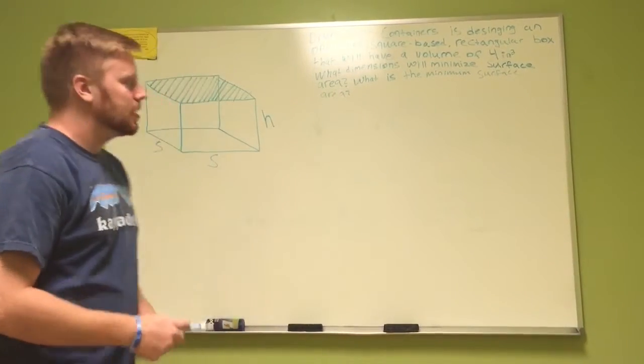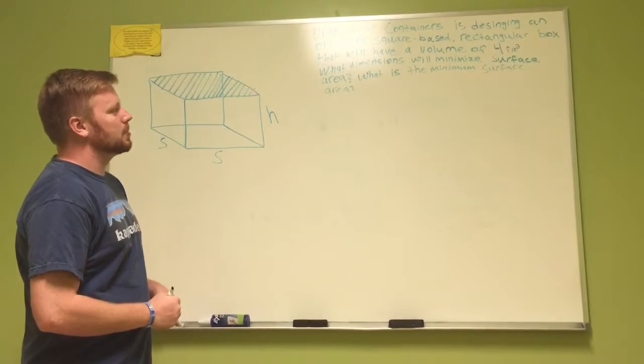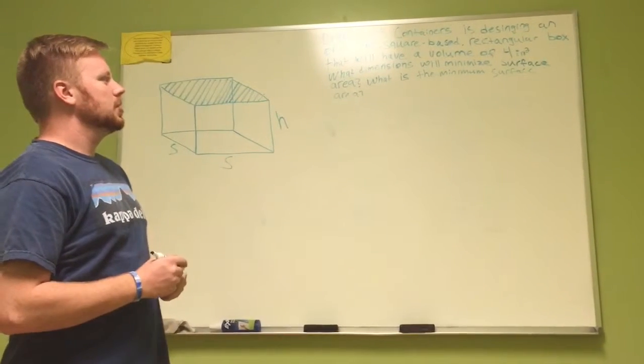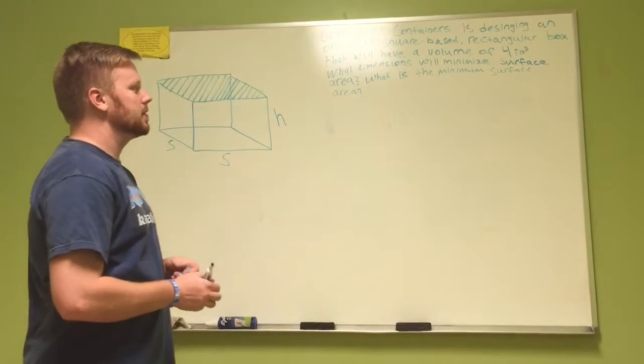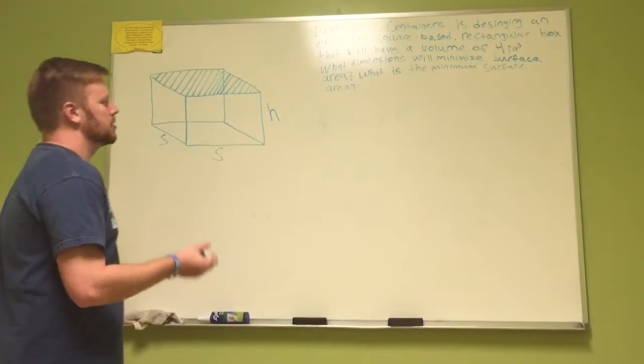Good evening. For my problem, we have Drumtight Containers designing an open-top, square-based rectangular box that will have a volume of 4 inches cubed. What dimensions will minimize surface area, and what is the minimum surface area? To begin this problem, we're first going to solve for the dimensions.